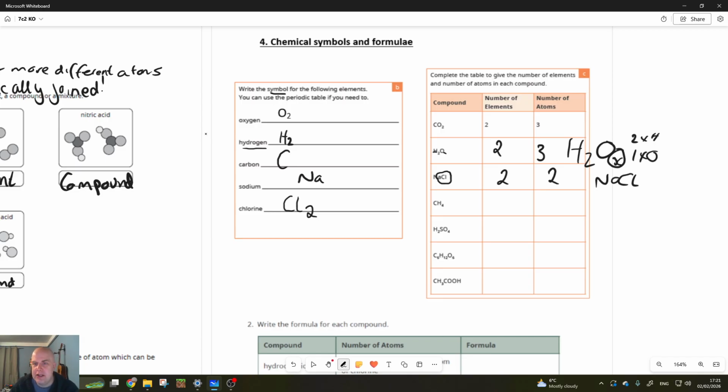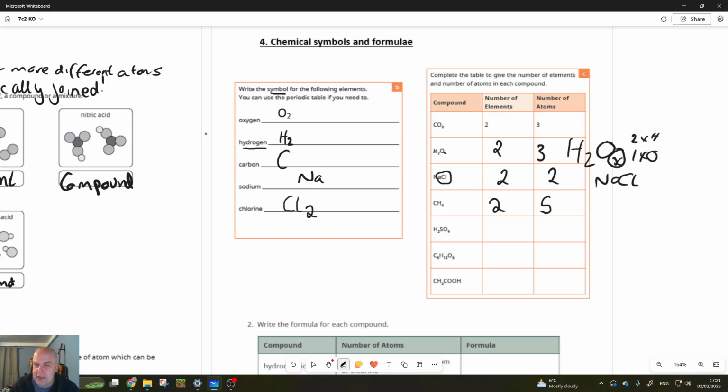Fantastic. Right, CH4. There are 2 elements there, C and H. And there are 1 C and 4 H's. So how many atoms do we have? That's right, 5.